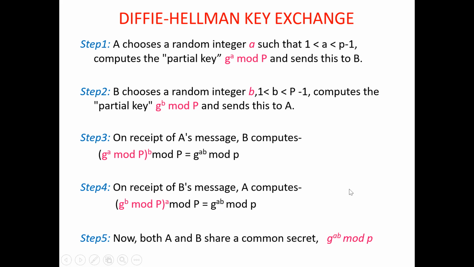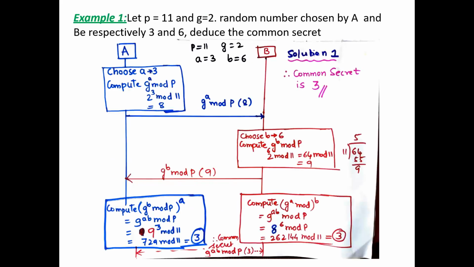I think you have understood. Let us solve a couple of examples based on Diffie-Hellman key exchange in order to deduce a common secret. Let us go through the problem statement. P equal to 11, P is nothing but the modulus value, and base value G equal to 2. The random numbers chosen by A, which is the sender, and B, which is the receiver, are respectively 3 and 6. Deduce the common secret.